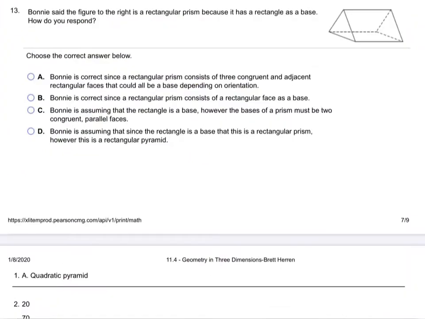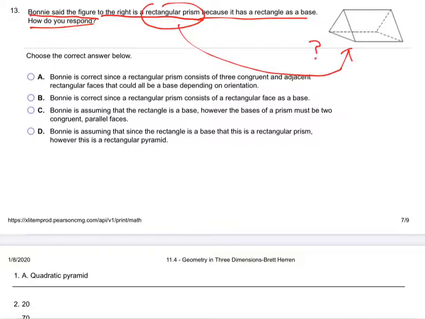All right. Finally, number 13, Bonnie said the figure to the right is a rectangular prism because it has a rectangle as the base. How do you respond? Is that true? Is that thing a rectangular prism? Is that a true statement? Because you know, Bonnie knows that prisms, you name them by their bases. And so the base on the ground there, that's a rectangle, right? This is a rectangle down there on the ground. So that's a rectangular prism.